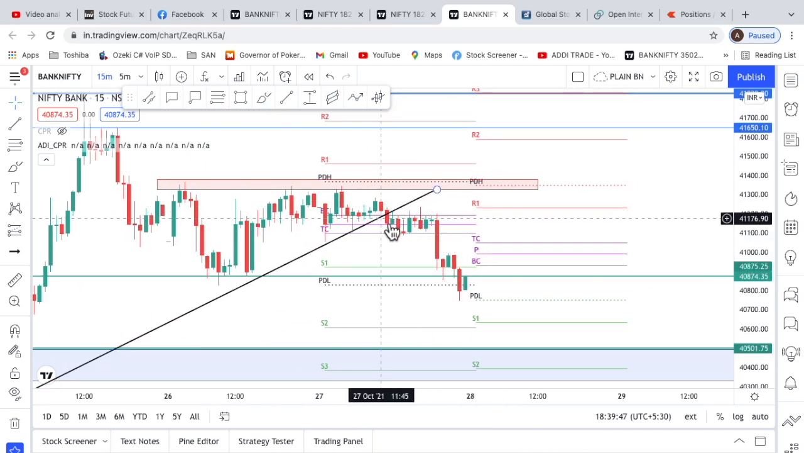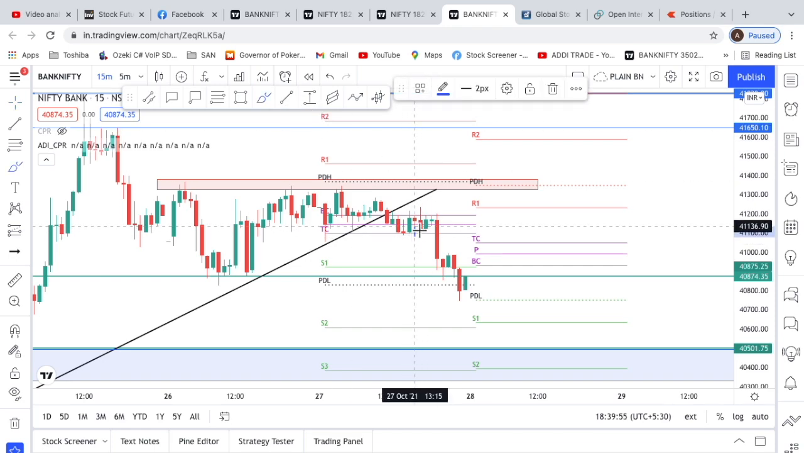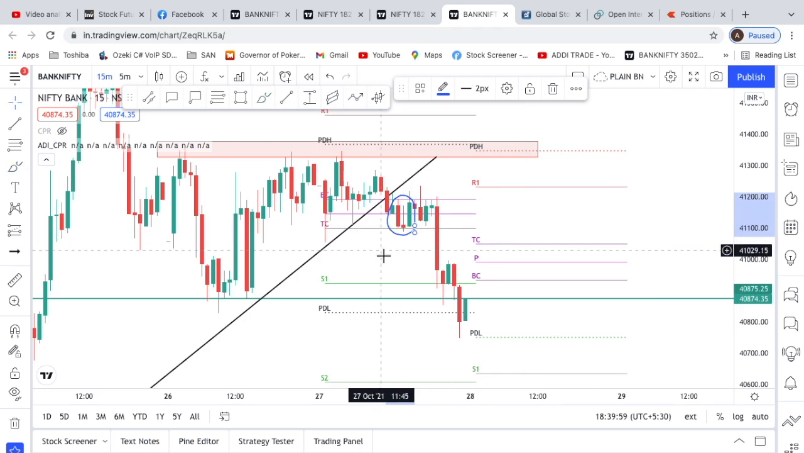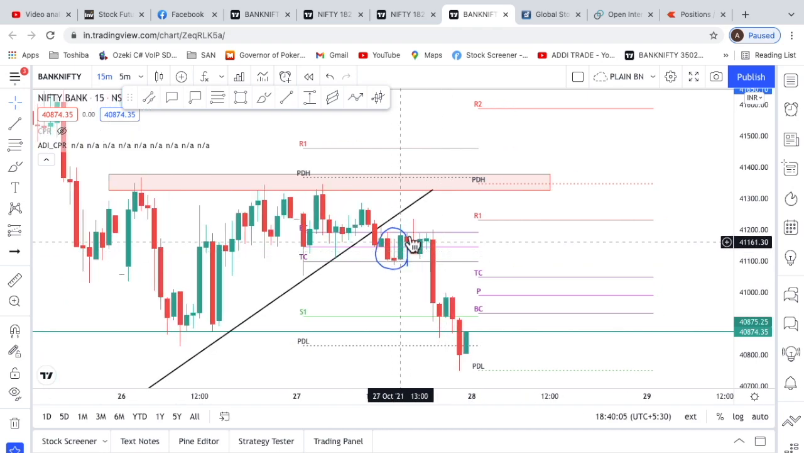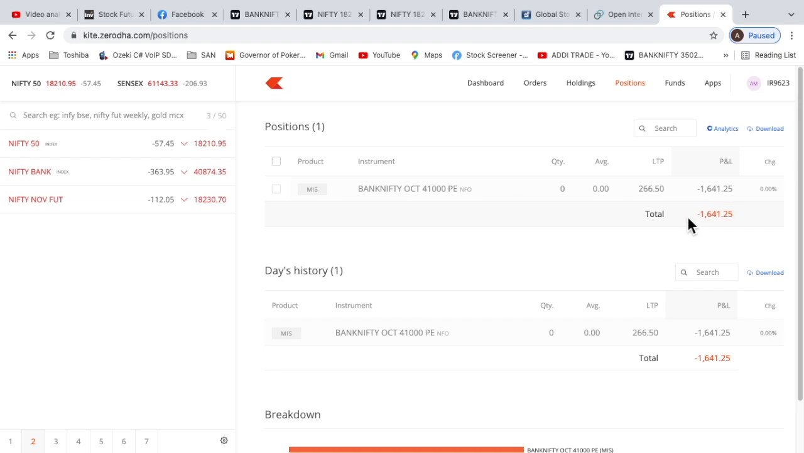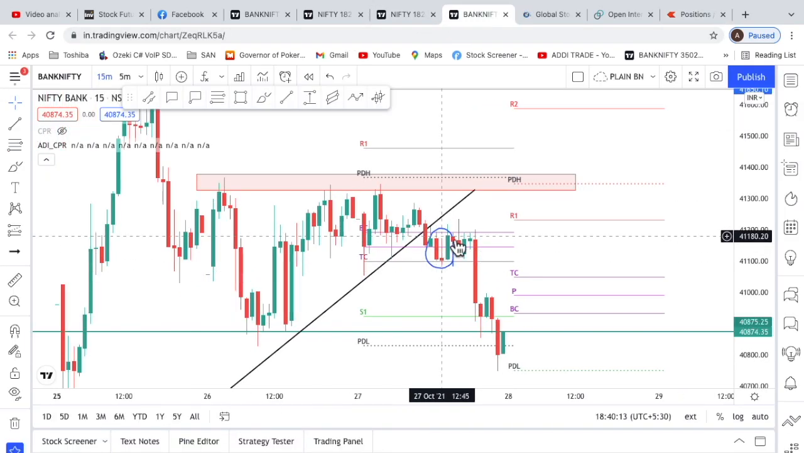I took 41,000 put. I did short here, but kind of took stop loss on this candle, this price action. You see this price action that's like a beautiful evening star formation right at the CPR, and this green candle came. So I thought we might reverse on the upside over here. Took my stop loss. It was a small stop loss of 1,600, so that's okay. And then the down move came.